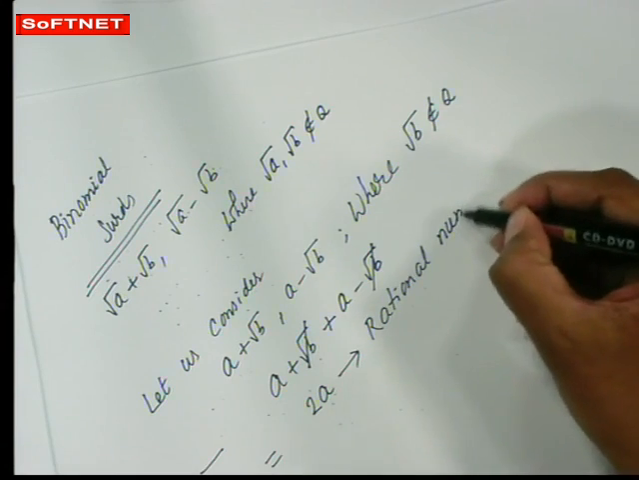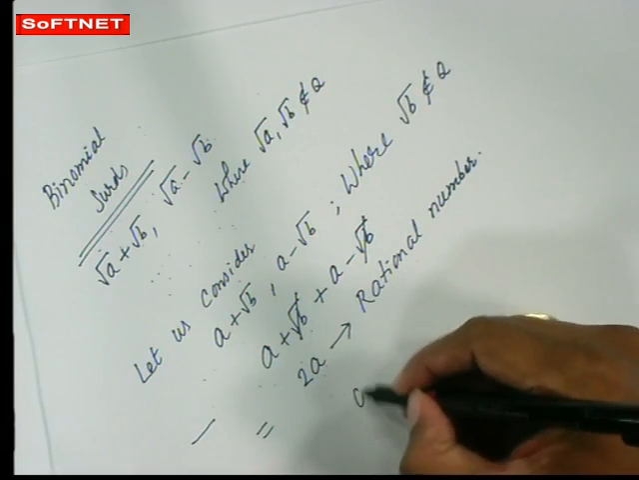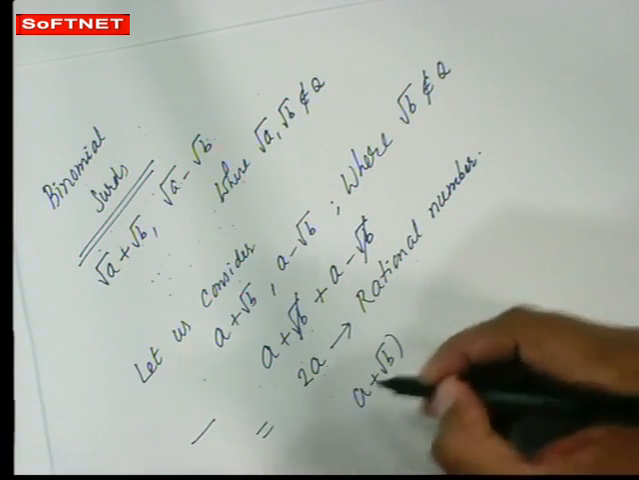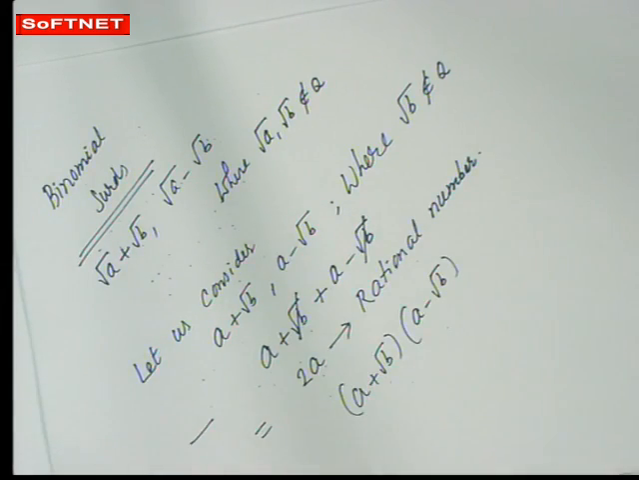So what do you infer or observe? We observe that the sum of a plus root b and a minus root b is a rational number. So let us examine the product of these two also. A plus root b multiplied with a minus root b. You might have got an idea how to multiply these two.